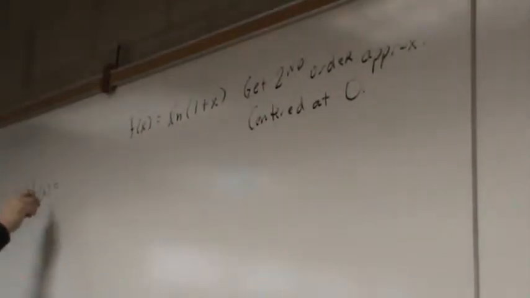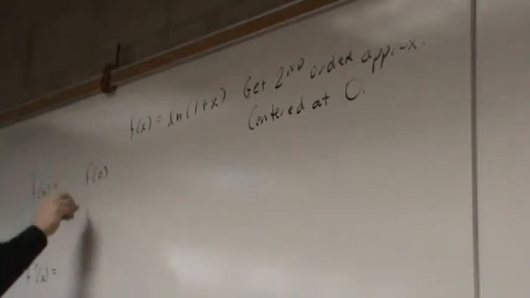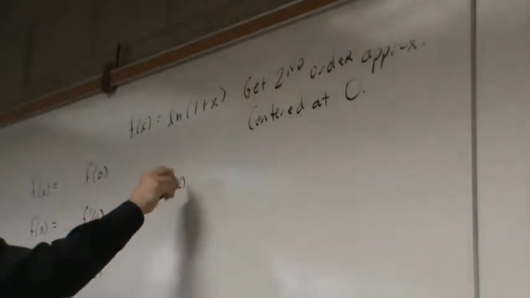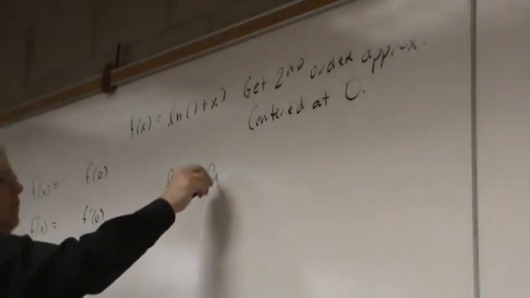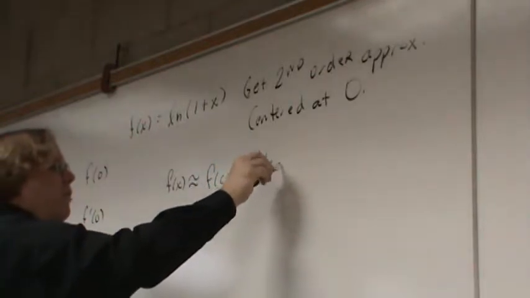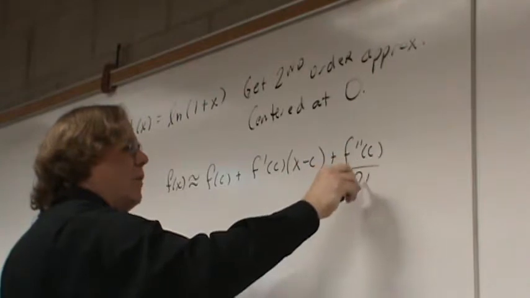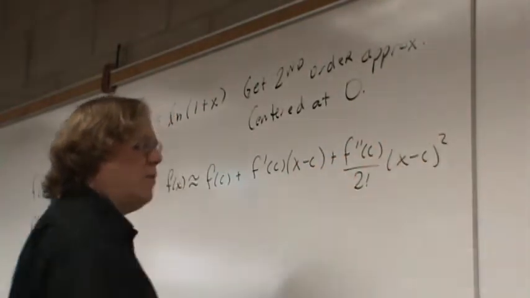I want to remind you, that means you're going to have to get what f of x is, what f prime of x is, and what f double prime of x is. And then you're going to have to get what f of 0, f prime of 0, and f double prime of 0 are. And then you're going to have to plug in to this formula. f of x is approximately equal to f of c plus f prime of c times x minus c plus f double prime of c over 2 factorial times x minus c squared. Now, of course, your c is 0, so it's going to look a lot simpler than that. So please do that now.